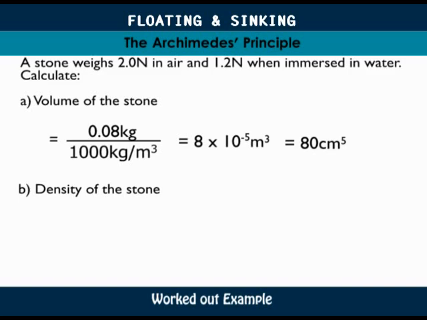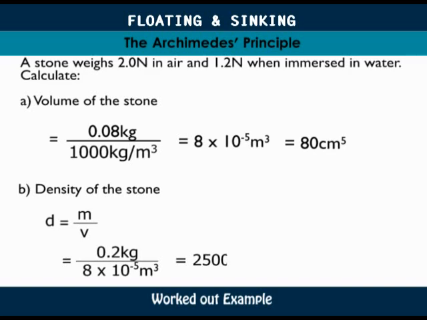Next is the density of the stone. Density is equal to mass over volume. We take its mass in air, so 2.0 over 10 is equal to 0.2 kilograms. Density will be equal to 0.2 kilograms over 8 times 10 to the power negative 5 cubic meters, and that gives us 2,500 kilograms per cubic meter.